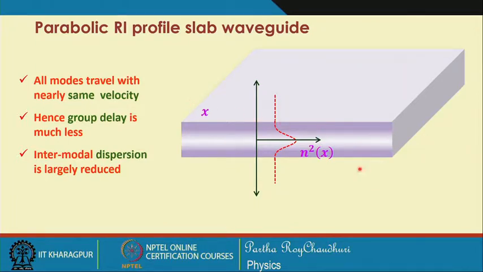So, the beauty of such a waveguide is that all modes travel with nearly the same velocity. We can show analytically, with a simple description of the various modes, that they will travel with almost the same velocity. Therefore, there is very little group delay, that is the phase lag between the individual modes of the waveguide, and therefore intermodal dispersion is largely reduced. Intermodal dispersion is a very important part of optical communication, which controls the capacity of data or information transmission through optical waveguides, particularly in optical fibers.